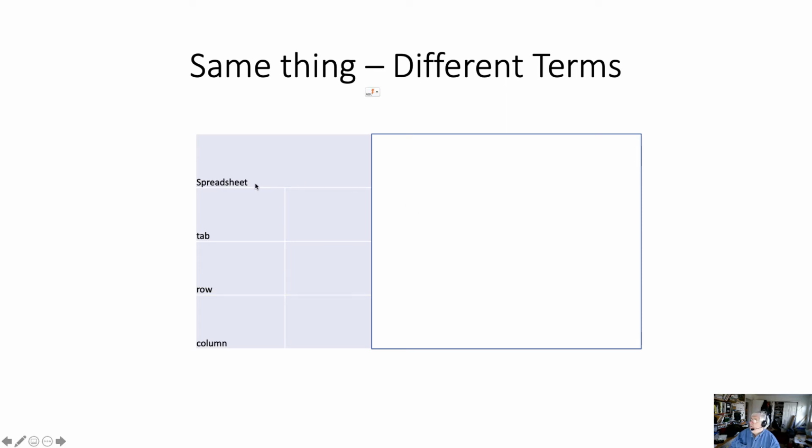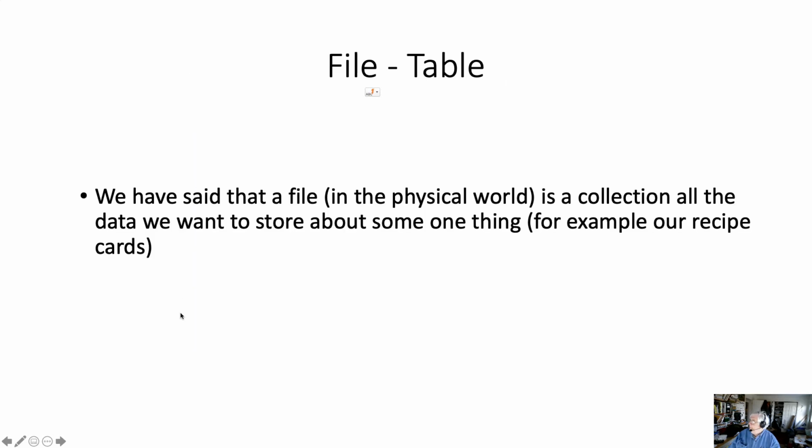In a spreadsheet, we talk about a spreadsheet file, and when you open up Excel, it has tabs, and the tabs have rows and columns that we pointed out to you. A file or a table: we've said that a file in the physical world is a collection of all the data we want to store about one thing. For example, our recipe cards that we talked about last week.